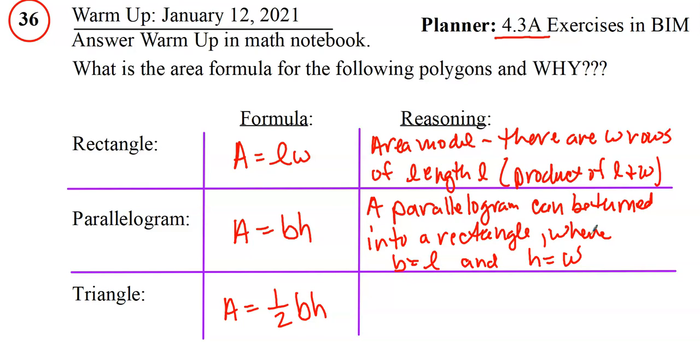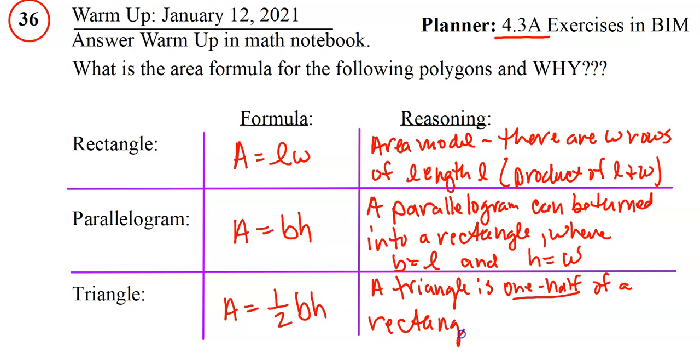And then the last one, of course, is a triangle, which is half of a rectangle or a parallelogram. So that's why we take the formula for area of a rectangle and multiply it by half. So I'm writing as my reasoning, a triangle is 1/2 of a rectangle or parallelogram.